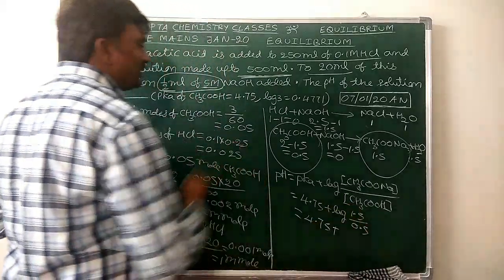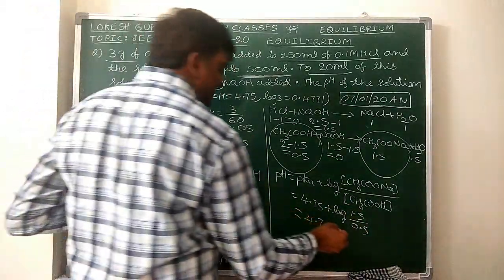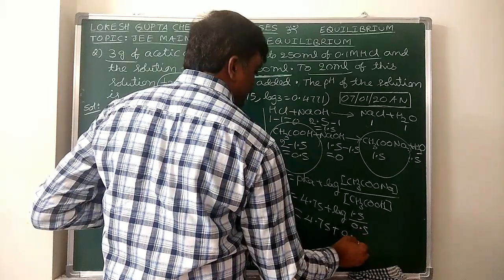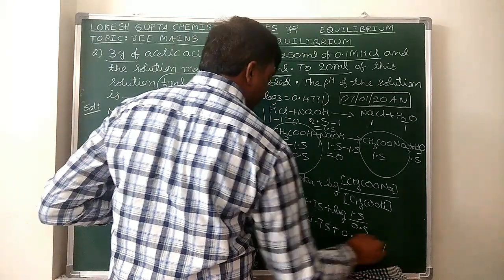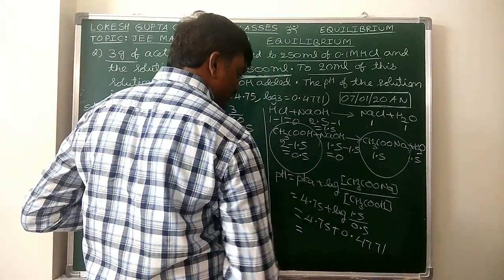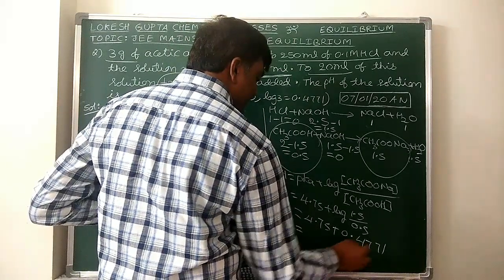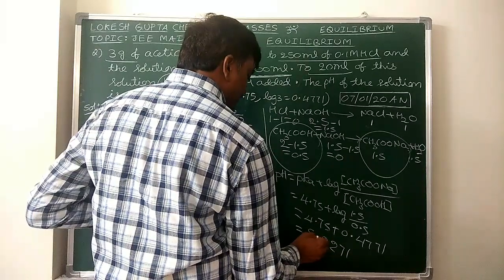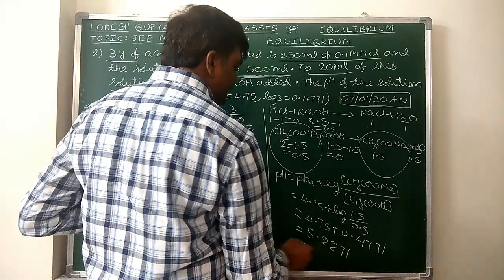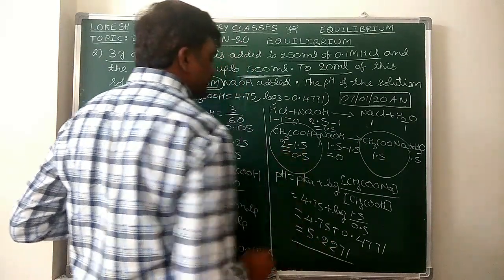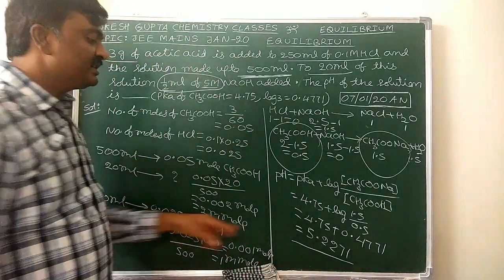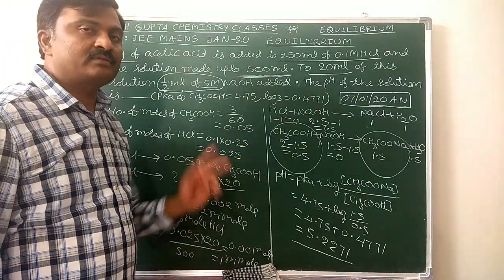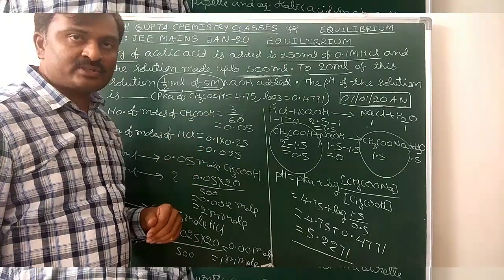4.75 plus log 3. Log 3, how much is given? 0.4771. If we add this, 4.75 plus 0.4771, 5.2271 is the pH of this final solution. It is the answer. Now, come to the next question.